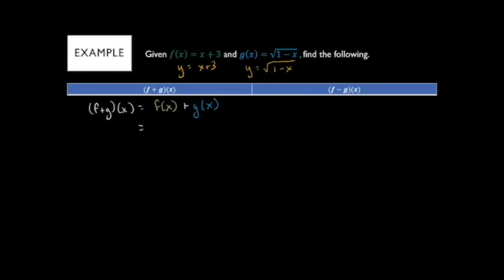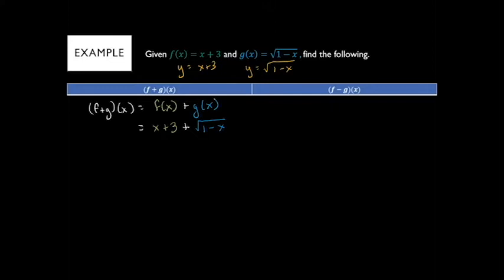So on the right, I have f of x, and f of x is equal to x plus 3. So I'm going to write that as x plus 3. So I am just replacing it with the right side. And then I have my plus sign, and then g of x is equal to the square root of 1 minus x. So instead of writing g of x, I can write the square root of 1 minus x. So now I have written these two functions added together.